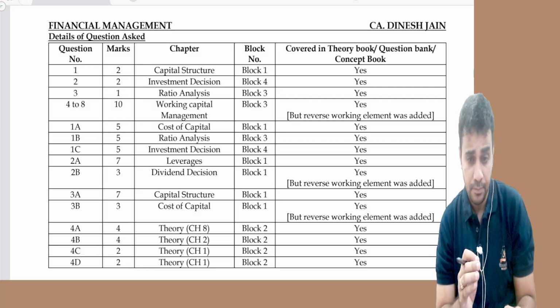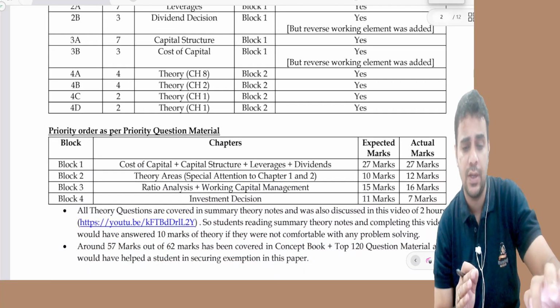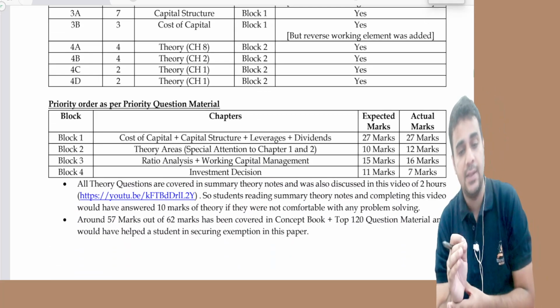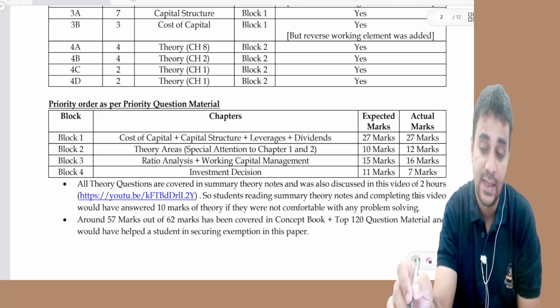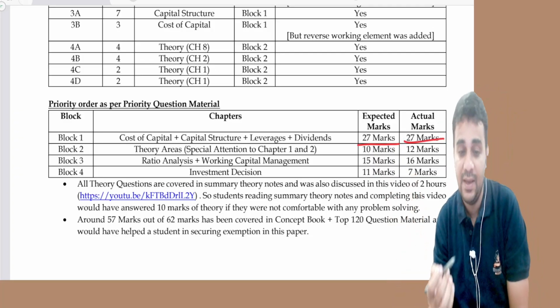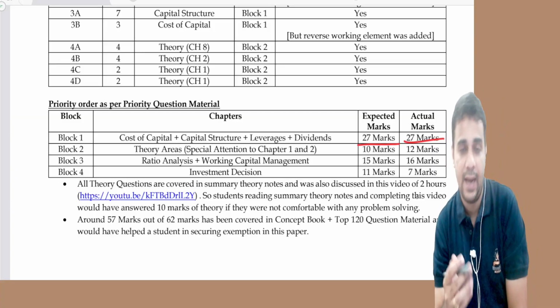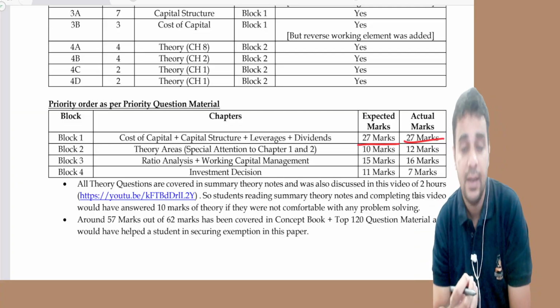And I've been telling students to do your block method of preparation. Block 1: cost of capital, capital structure, leverages, dividends. We expected 27 marks in the exam and we got 27 marks in the attempt. Theory areas, I told you to pay special attention to chapters 1 and 2, anticipated 10 marks, but with the internal choice, it was 12 marks in the exam.